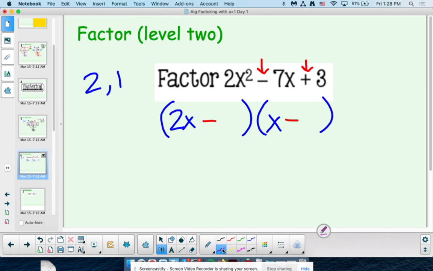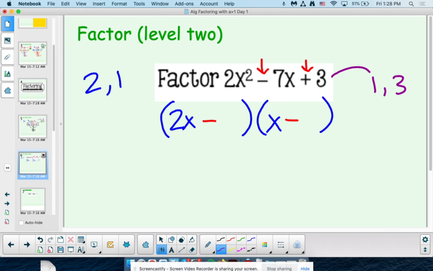And now we gotta think, what are some ways to multiply to 3? There's only 1 and 3, so we just have to get lucky and hope that we got it right. So this one's pretty basic, so I can see where the 3 has to go, but if you don't know, it's okay. We guess and check.